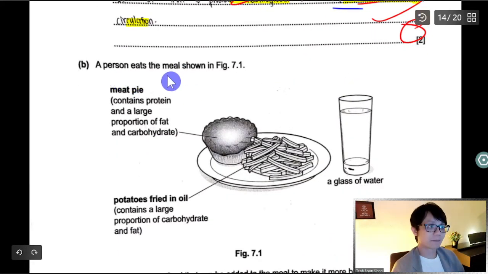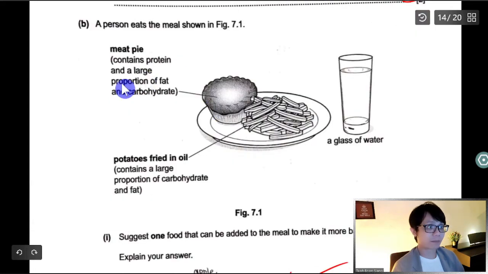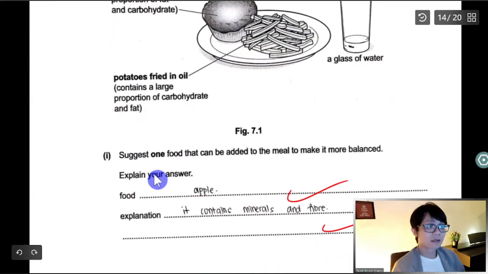A person eats the meat pie, blah blah blah. Okay, wait, I don't want to skip the question. Meat pie contains protein and a large proportion of fat and carbohydrate. Okay, it's a meat. Okay, makes sense. Potato fried in oil contains a large proportion of carbohydrate and fat. So both contain a lot of carbohydrate and fat. But meat pie has slightly more protein, and a glass of water. Suggest one food that can be added to make the meal more balanced.